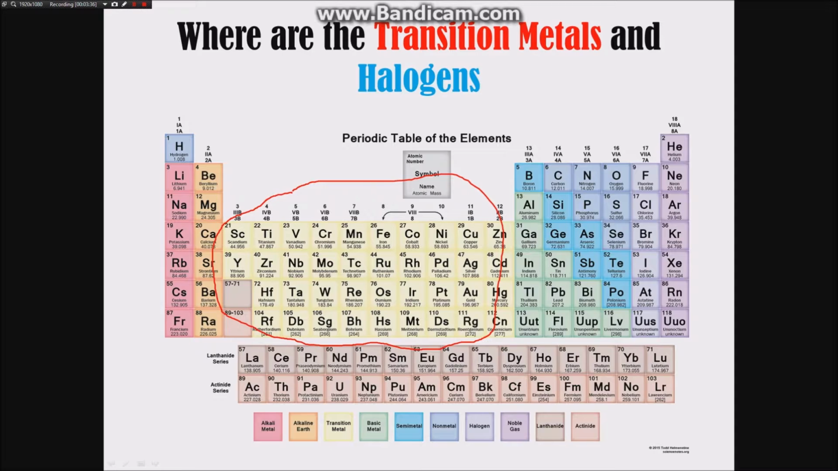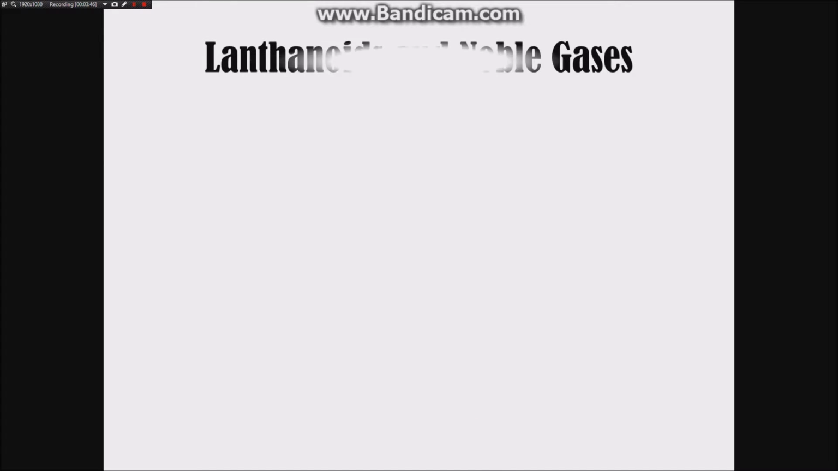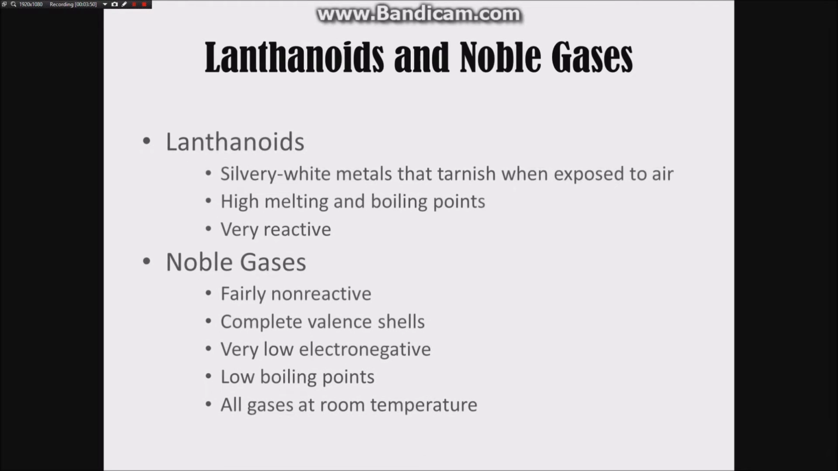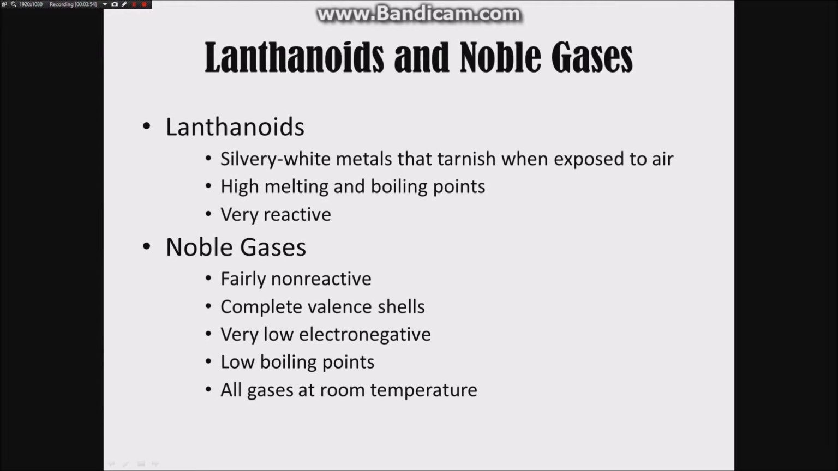Halogens are right here, right beside our lovely noble gases. Look at them, lovely noble gases. The lovely nice shade of purple, aren't they? Now we have the lanthanoids and the noble gases. Lanthanoids are silvery white metals that tarnish when exposed to air. They have high melting and boiling points, and they are very reactive. Noble gases, which are my personal favorite, are fairly non-reactive. They probably won't react if you put them next to something.